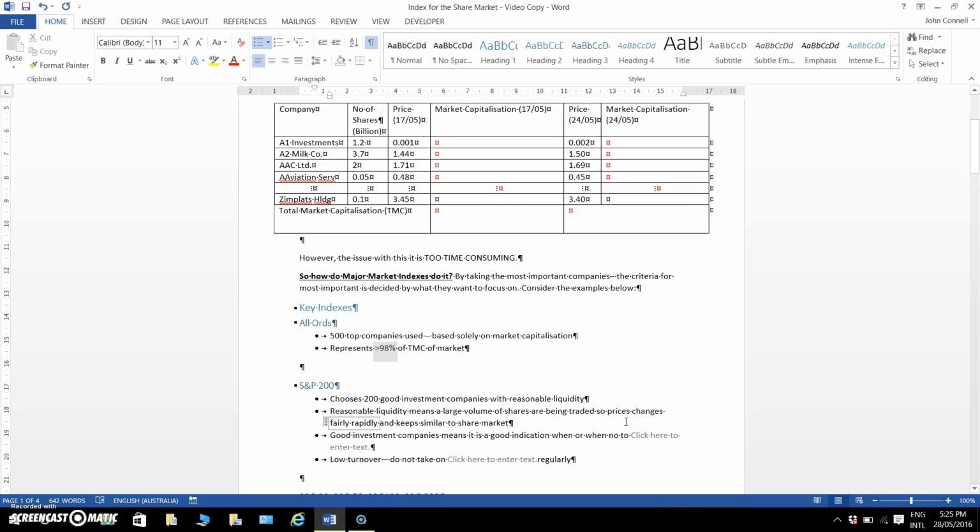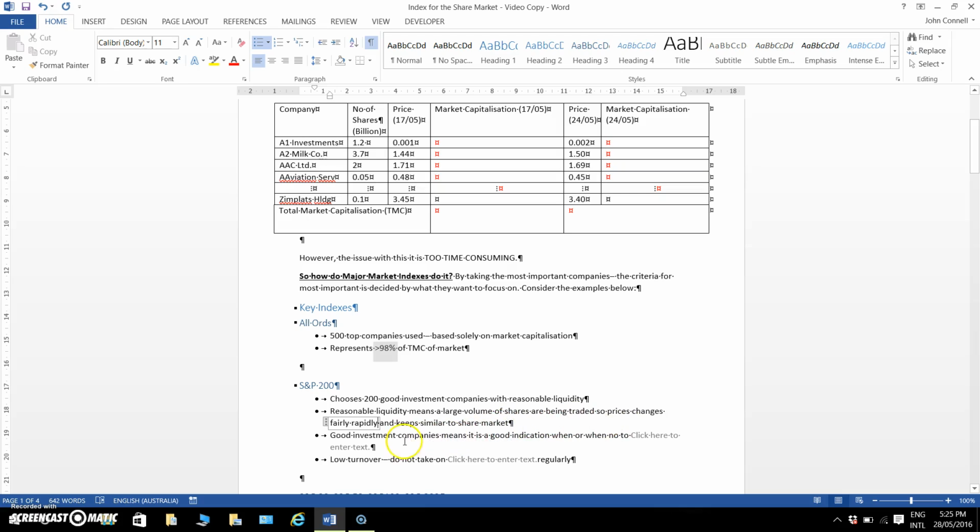And so that keeps the index similar to the share market, so it's able to track these changes in the share market. And it's easier to see that by comparing a company with a company that would have poor liquidity. If there was little interest in it, then there would be little trading going on, and the share price would stay the same even if there was a change in the entire market. So you want ones with reasonable liquidity, so when the market changes, the prices will change to reflect that, and then that can be included in the index.